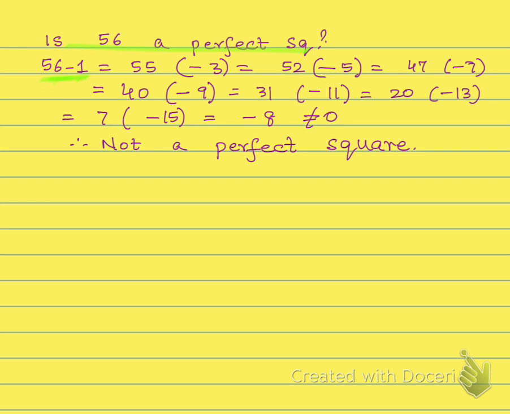So 56 minus 1 gives me 55. From this 55, I take away 3, I get 52. From this 52, I take away 5, I get 47. 47 take away 7 gives me 40. 40 take away 9 is 31. 31 take away 11 is 20. 20 take away 13 is 7. Now 7 take away the next odd number. What is the next odd number after 13? Yes, of course, 15. Take away 15, what do you get? Minus 8. That means it's not 0.